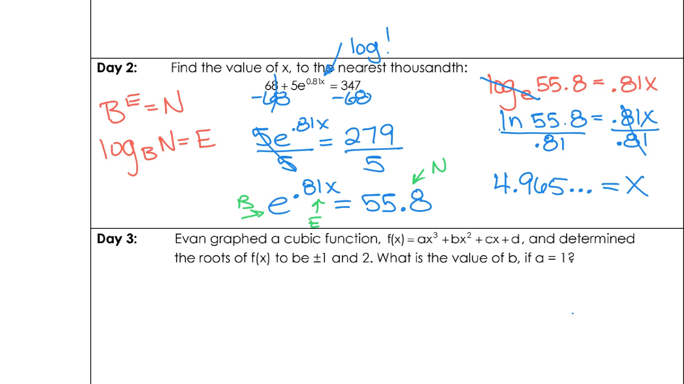4.965... Actually, I need one more decimal in there. I need a 1 here so that I can round to the nearest thousandth, which is the third spot. So the 5 is the number being rounded, but it has to look next door at the 1. And we're going to go ahead and say that x equals 4.965 as our answer. And that is the value of that exponent in the original equation.